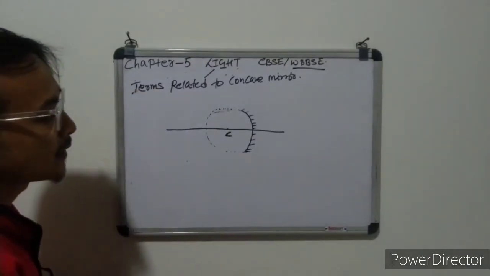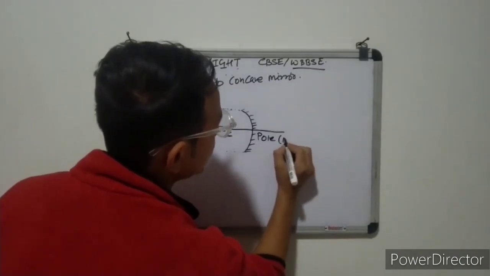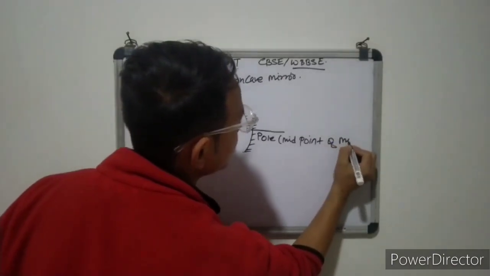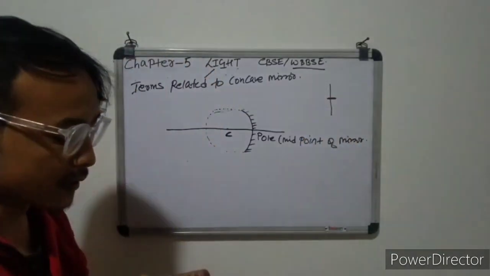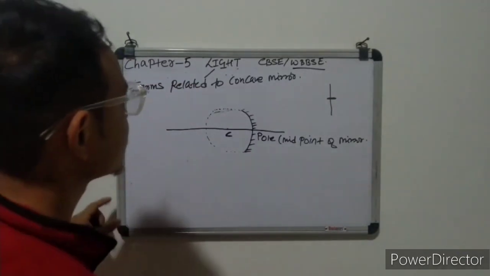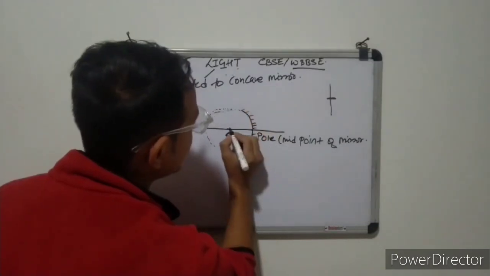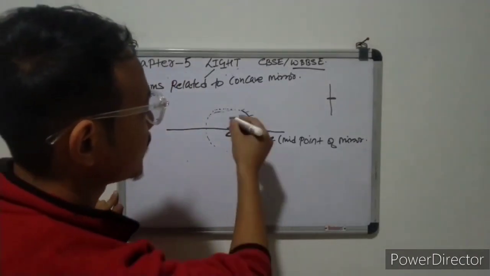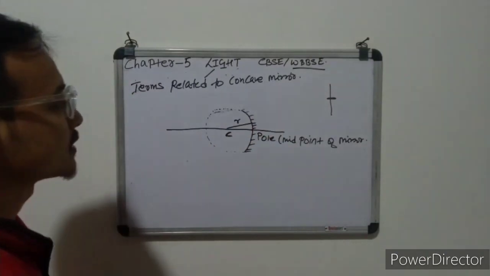Another main thing is the pole. The pole is the midpoint of the mirror. The midpoint in the middle of the mirror is known as the pole. So the pole is here. Another term is radius of curvature. The distance from the pole to the center of curvature is known as the radius of curvature. This is the radius of curvature.